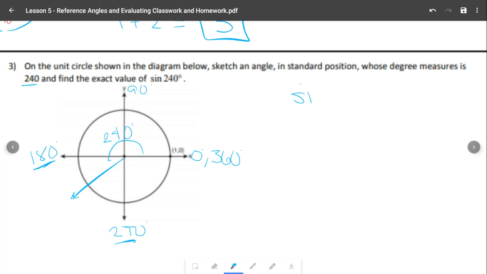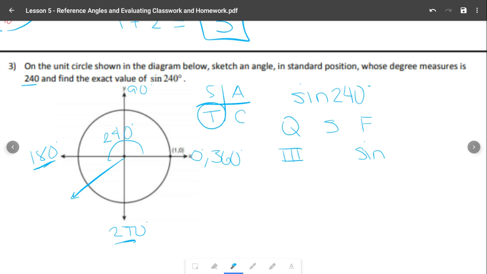Now, to find sine of 240, these were those steps that we had at the end of lesson 5. Which quadrant are we in? We are in the third quadrant. So what is the sine of our function? Well, our function is the sine function. Third quadrant, we said we're going to use ASTC to find this out. So third quadrant has a T for tangent. Only tangent is positive there, which means our function sine has to be negative.